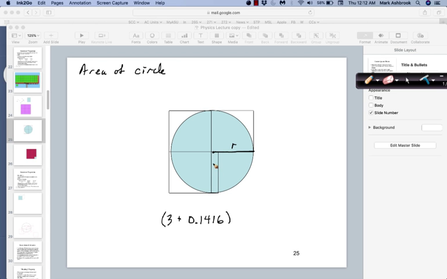And what kind of squares are these? These are radius squares. All right, so what is 3 plus 0.1416? Actually, this is an approximation. Anybody recognize that number? You're right, it's pi. So pi times how many radius squares? Pi number of radius squares makes the area of a circle.